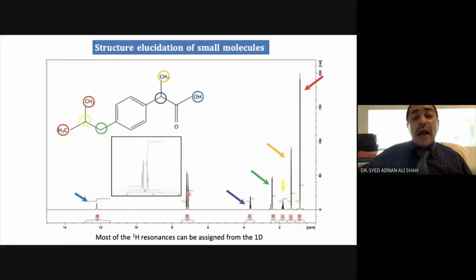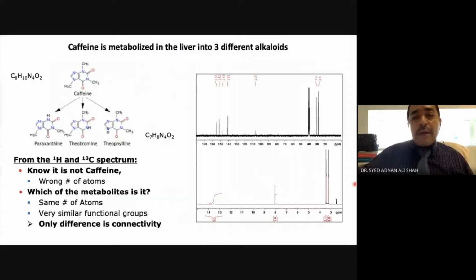So these are all the frequencies of the particular protons which help in the elucidation of the structure. For example, caffeine is metabolized in the liver into three alkaloids. So this caffeine is metabolized into three metabolites, and through this technique one can easily elucidate what the three metabolites produced by the metabolism of the caffeine are.